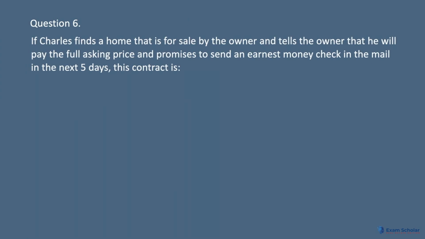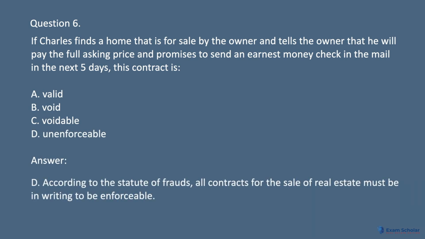Question 6. If Charles finds a home that is for sale by the owner and tells the owner that he will pay the full asking price and promises to send an earnest money check in the mail in the next 5 days, this contract is: A. Valid. B. Void. C. Voidable. D. Unenforceable. Answer: D. According to the Statute of Frauds, all contracts for the sale of real estate must be in writing to be enforceable.